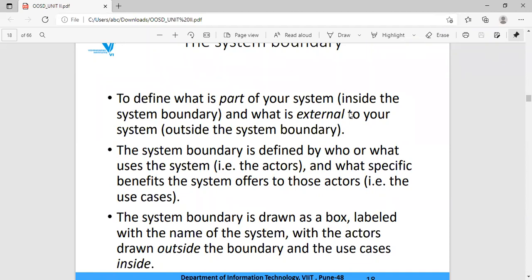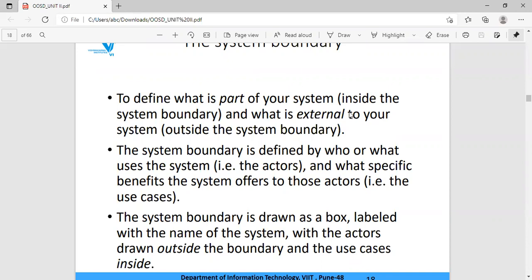So when I consider system boundary, it is defined by who or what uses that particular system. Actors are the users who are using your system, right? In that, we have to understand what specific benefits that system offers to that actor in this use case. The system boundary is drawn as a box labeled with the name of that system, with the actors drawn outside the boundary.